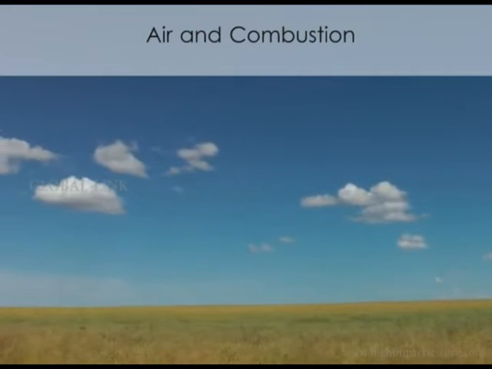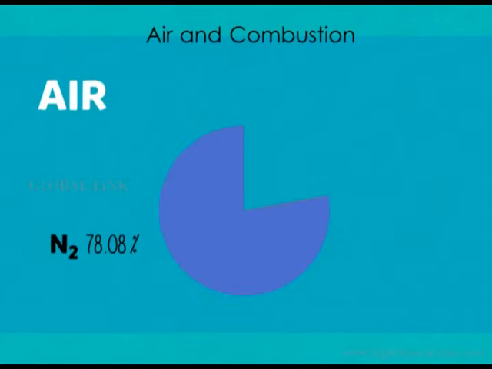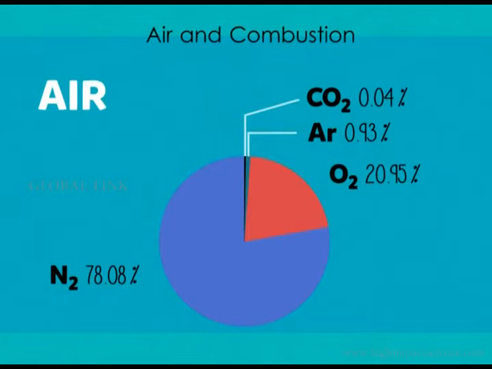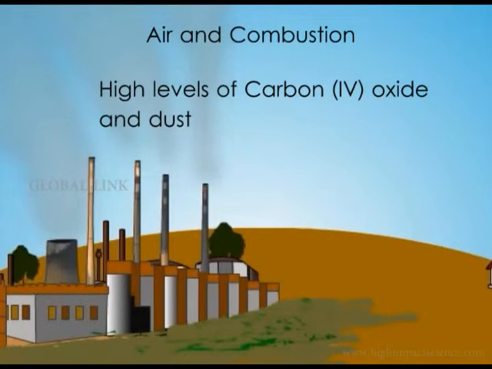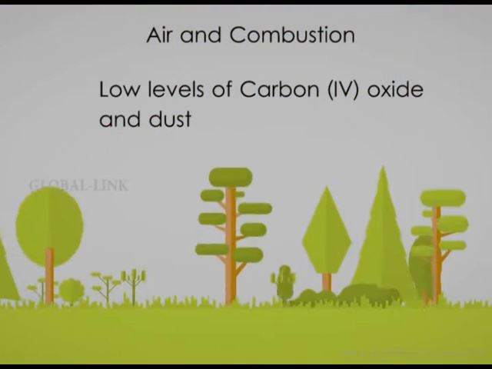The approximate composition of air is about 78.08% nitrogen, 20.95% oxygen, 0.93% argon, 0.04% carbon dioxide, and between 0 to 4% water vapor. The amount of these gases may vary from place to place depending on seasons, altitude, and human activities. For instance, the amount of carbon dioxide and dust is higher in cities and industrial areas than in forested places.